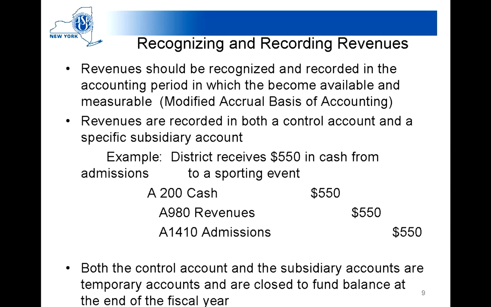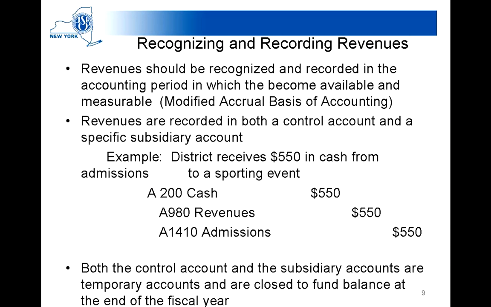Okay, revenues should be recognized and recorded in the period in which they become available and measurable. They give us a little bit of a simple example. The district last night received $550 in admissions to the basketball game. We have a debit to cash and a credit to revenues.